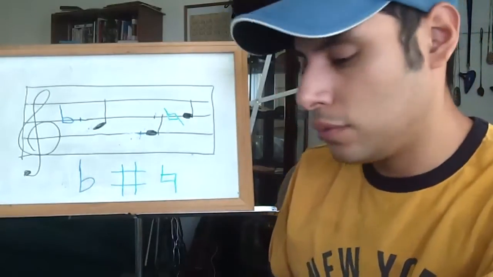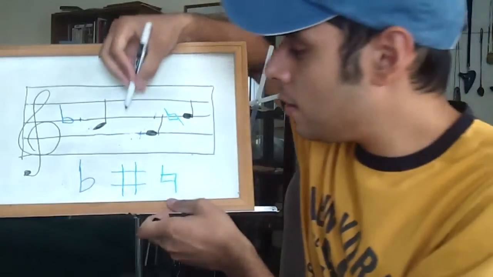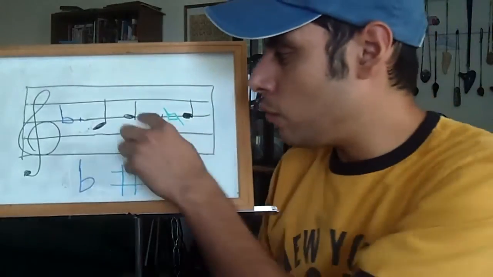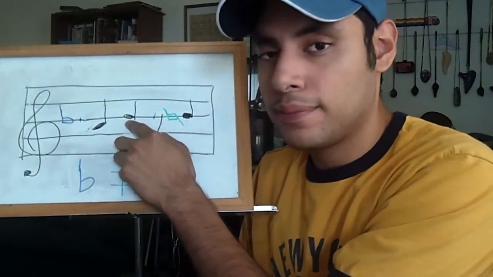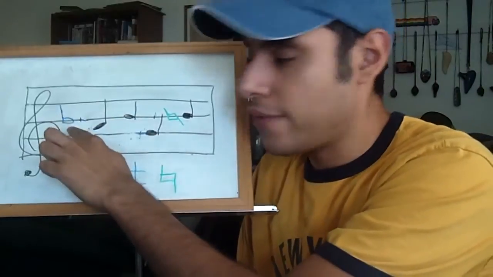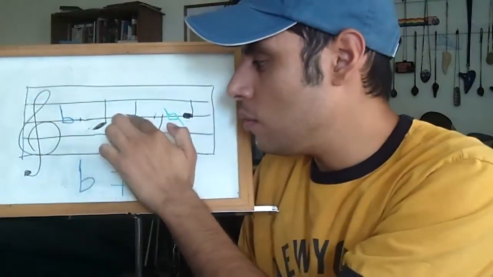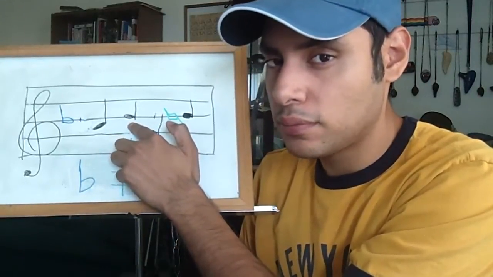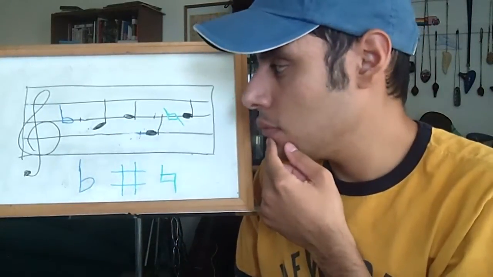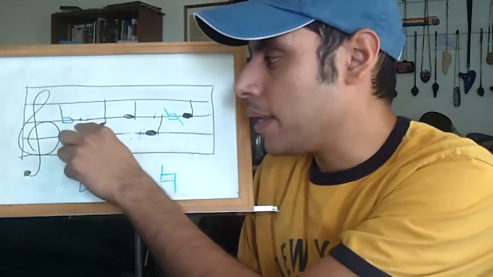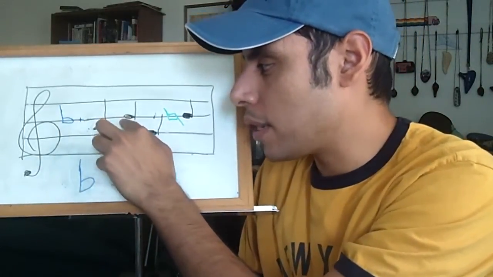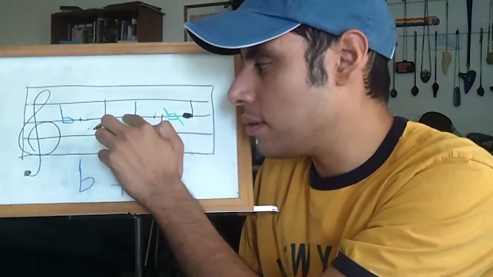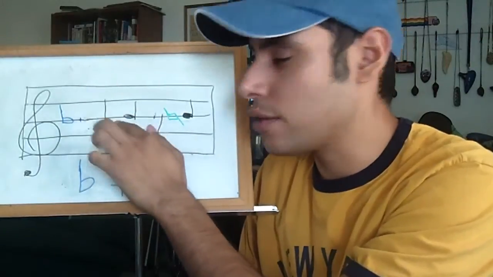So for example, once more, let's say that we have another B right here. Would this be B or B flat in the key of F? If we have a flat at the beginning, would this first B be B flat or not B natural? It's actually B flat because there's no natural sign preceding this note. So it's assumed that this is going to affect this B because there's no natural sign.